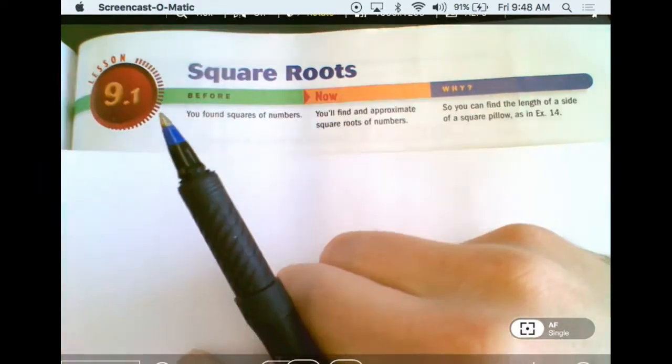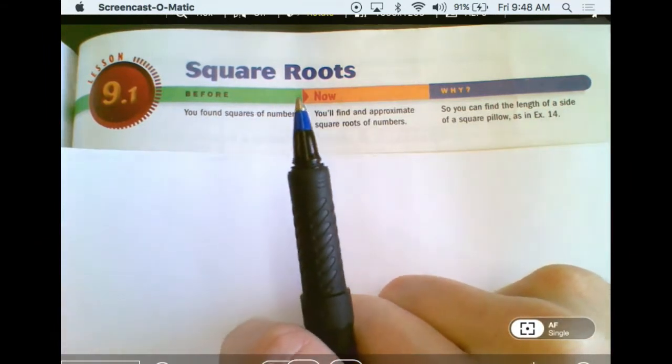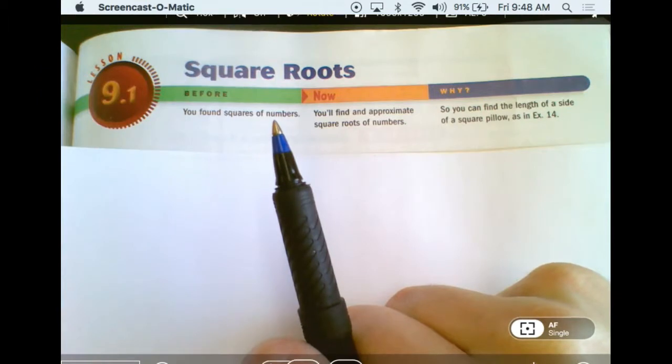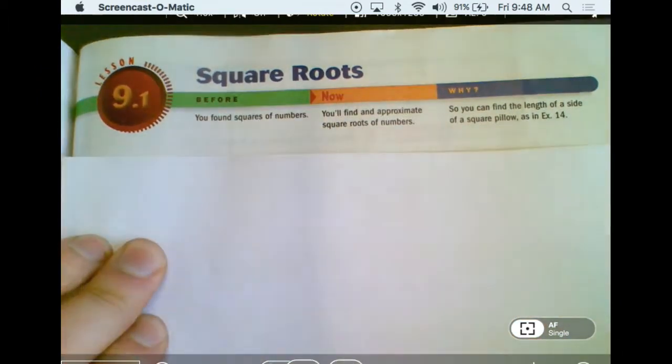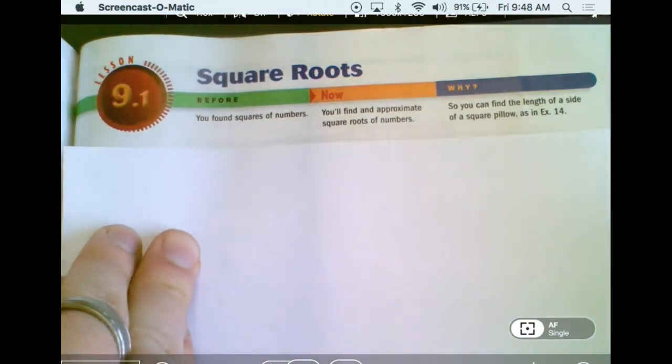Alrighty, hello. We're on 9.1 talking about square roots. And in just a second, I'm going to draw a little picture for you guys that will involve a square and will involve roots so that you can understand this. Now, when I say square roots, what comes to mind?